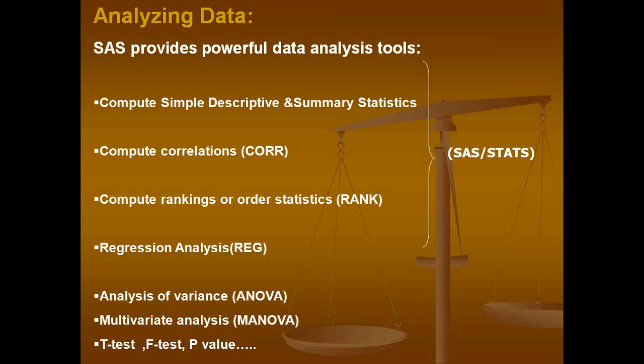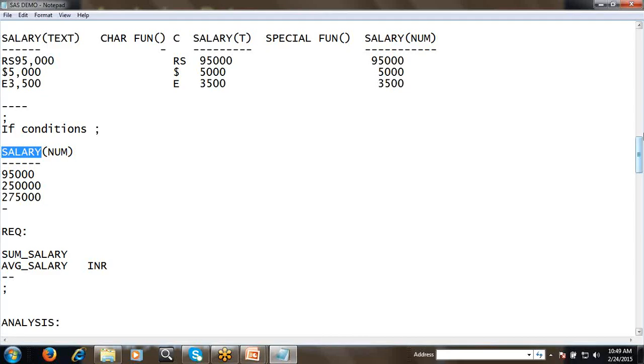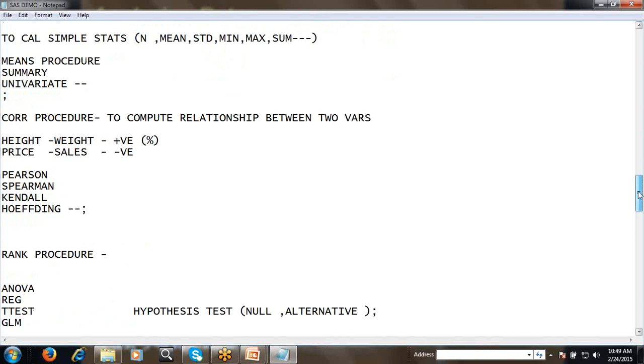Okay, next is the analysis part. It is completely the functional part, to calculate the statistics. Here we can compute simple statistics first, like n, mean, standard deviation. Just to calculate the simple statistics, we can use these procedures: means, summary, univariate, and so on. These are the procedure names in SAS. Means is a procedure, summary is a procedure, like predefined procedures. By using those procedures you can calculate the simple statistics.